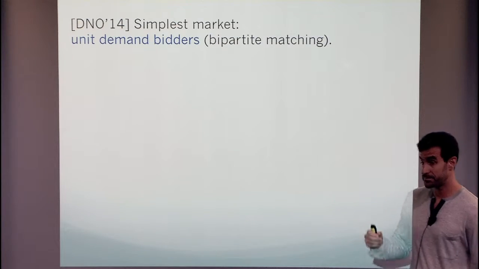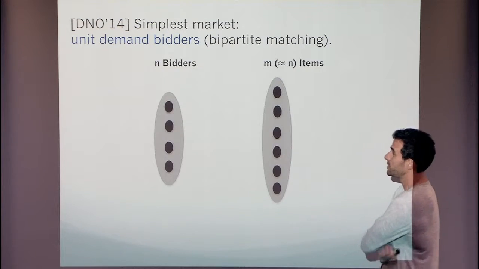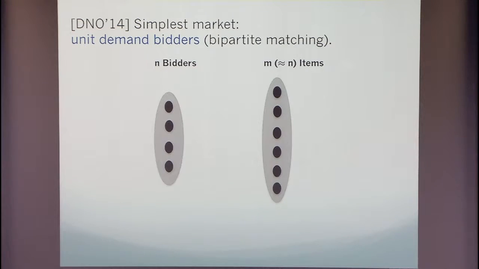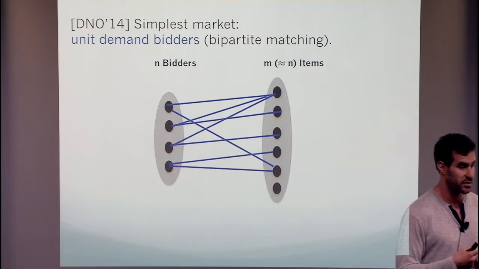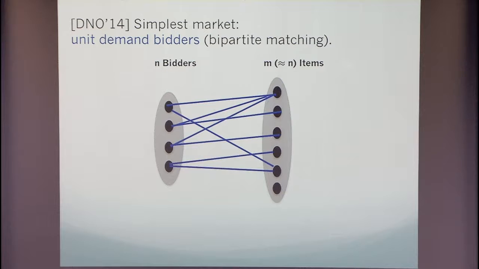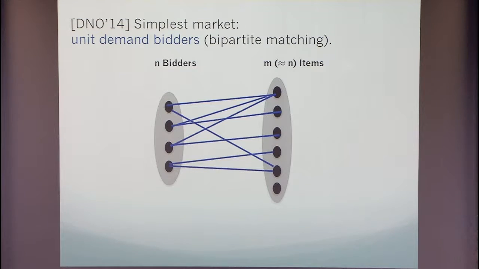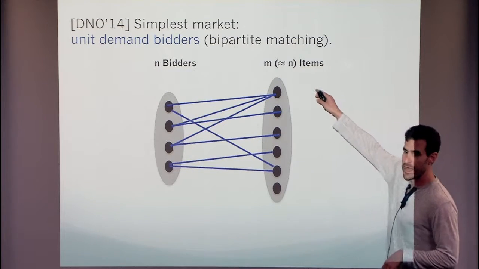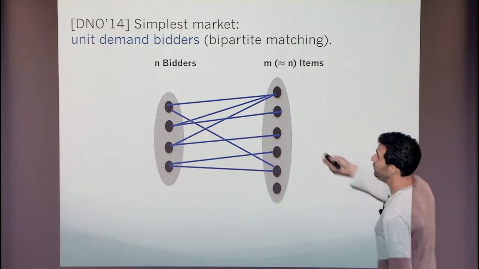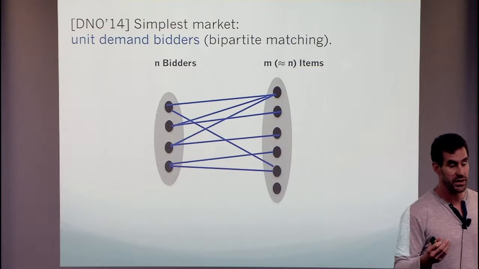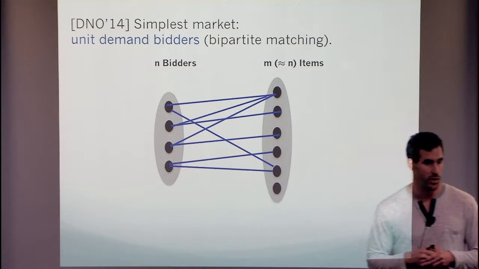So the simplest model in which this question can be posed is that of unit demand bidders, or just a matching market. In this simple setup, we have a set of n bidders. Each one has his own demand set of edges, so just m bits of information: whether I'm interested in this item or not. And we should think of m always as being linearly or polynomially related to n. And unit demand means just that each player is happy so long as he receives any item of this set. So no differences between items.